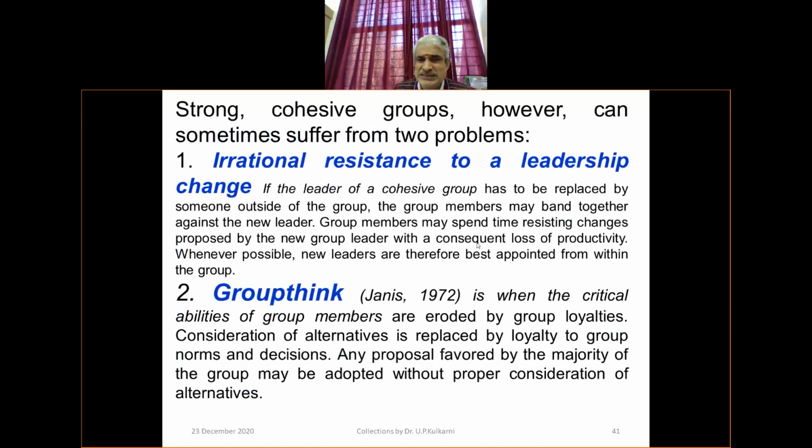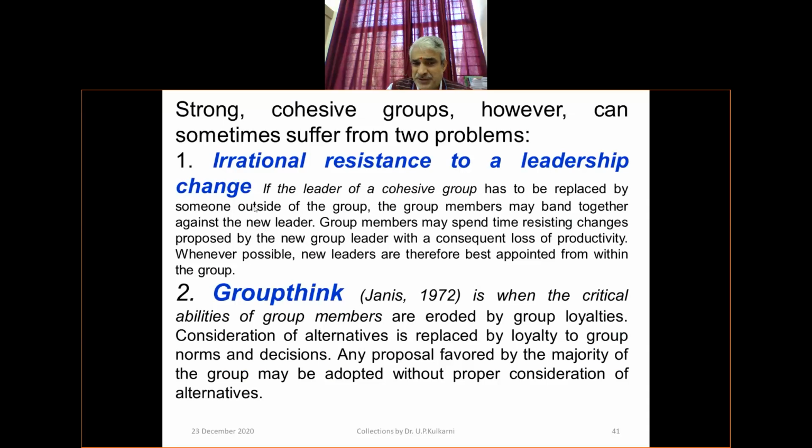Now there are many issues or problems for the team. Look at resistance to a leadership change. Whenever we change group leaders, people try to resist, right? That should not be. We should be flexible enough. Adaptability is a very important thing for any individual, right?